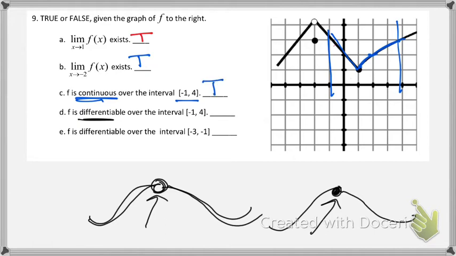Is it differentiable from -1 to 4? Well, from -1 to 4, same interval, are there any sharp points where it's not smooth and curvy? And that'll be right there. So at 1, it's not differentiable. Okay? The limit exists and it's continuous, but it's not differentiable because there's a sharp point.